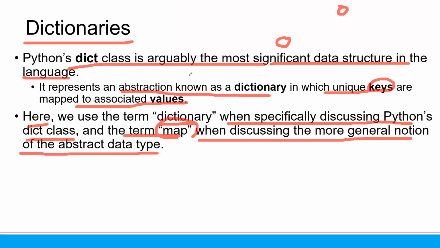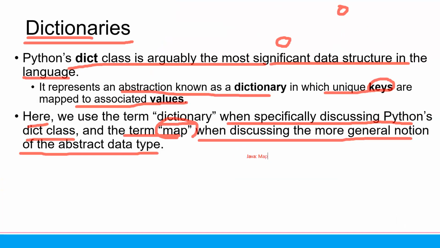So when you use Python, Python will use the term dictionary. But if you are using different programming languages like Java, in Java they do not use dictionary, but they use map. So if I say map or dictionary, it means they are the same. Okay.